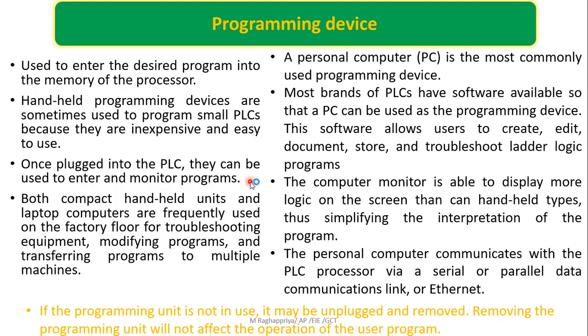These devices can be plugged into the PLC and used to enter and monitor programs. Imagine a bigger size of mobile phone. Through a communication cable, it can be connected directly to the PLC, and you can monitor or change your program with the help of this handheld device. Both compact handheld units and laptop computers are frequently used on the factory floor for troubleshooting equipment, modifying programs, and transferring programs to multiple machines.